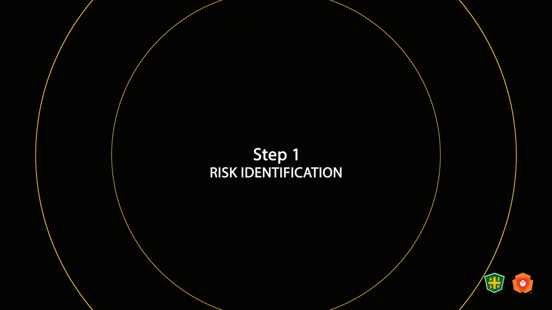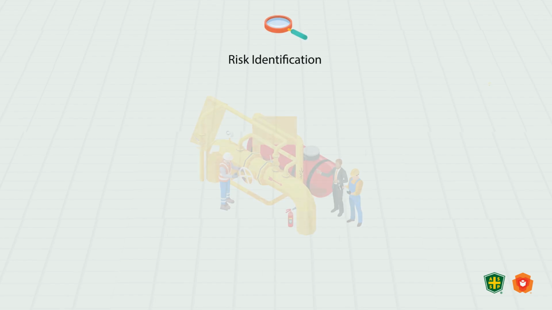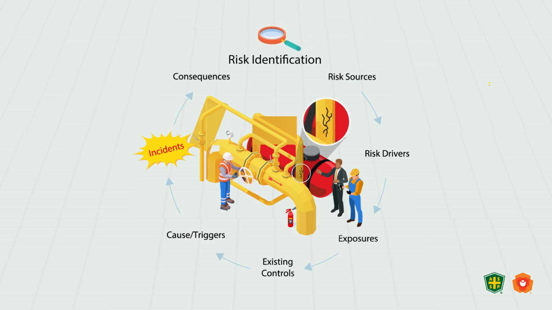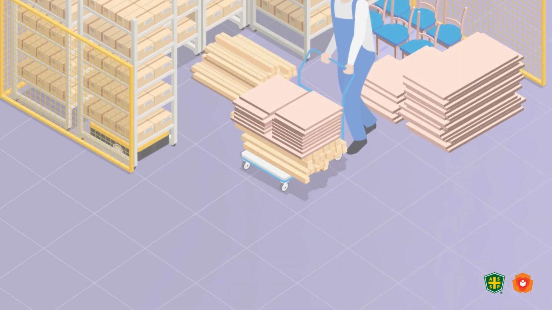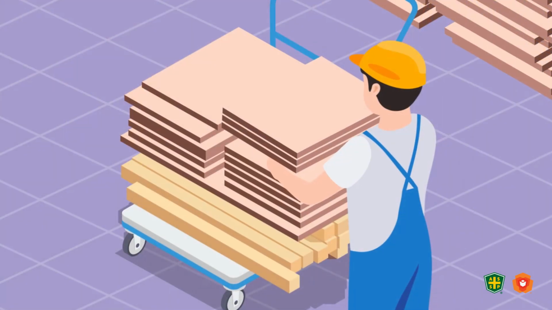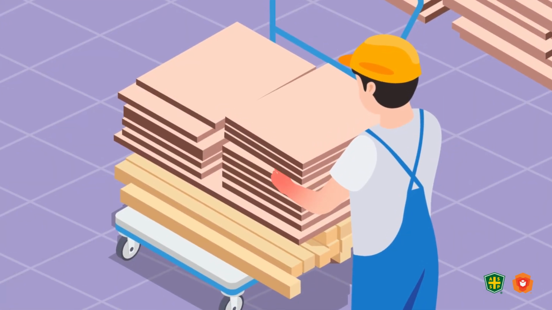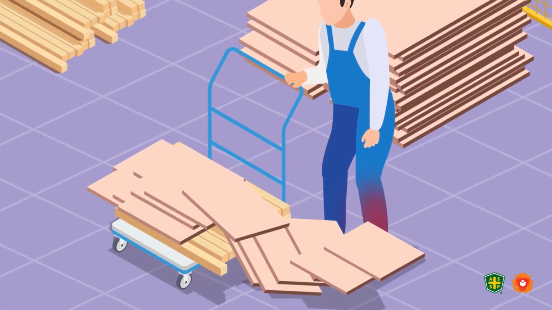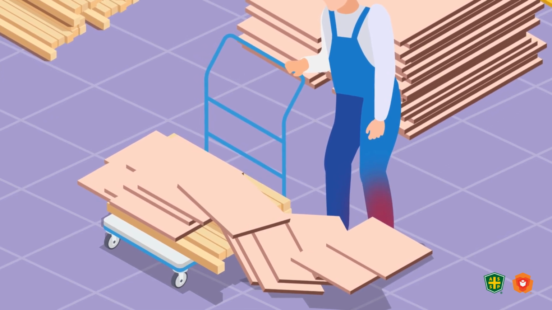Step 1. Risk identification. Simply put, risk identification is the process of identifying hazards workers are exposed to that can result in an injury. Remember how ACME determined the hazards of using manual pushcarts and how those exposures could cause injury? That process is called risk identification.